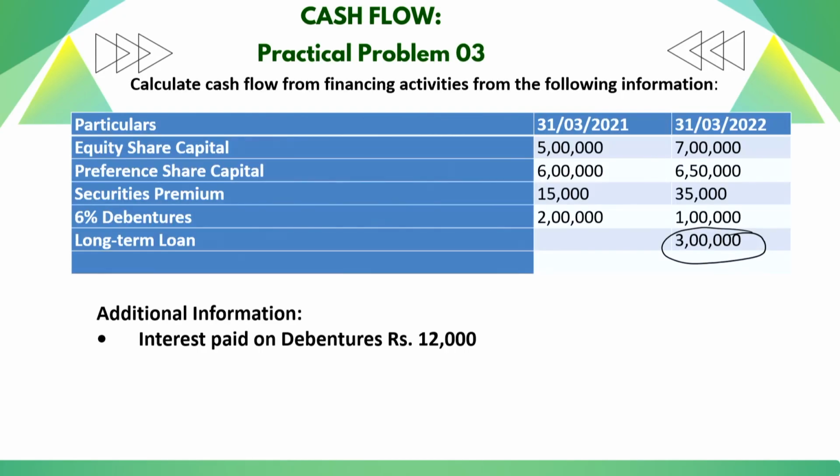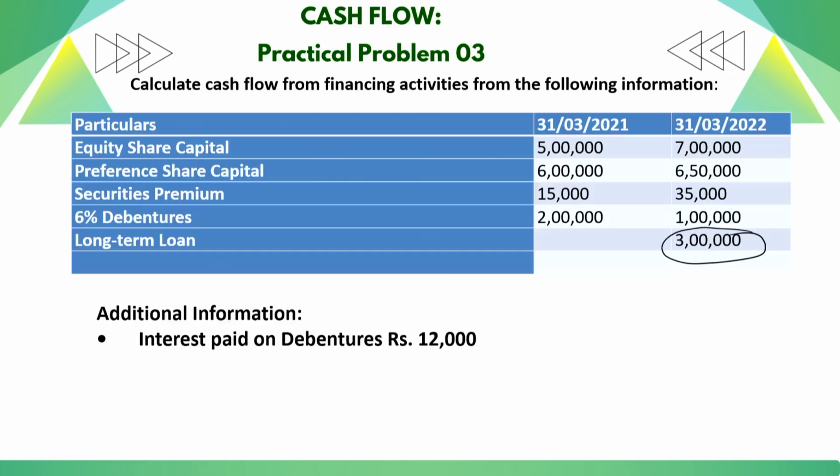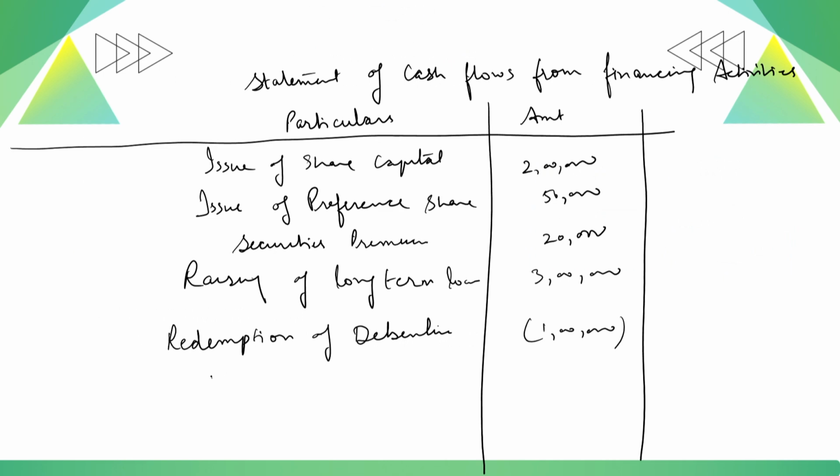Moving further, we have debentures of 6%, 2 lakh in 2021 and 1 lakh in 2022, means there is a redemption of debentures. So we will put the next point, redemption of debentures, that is 1 lakh rupees, and as additional information we have been given interest paid on debentures, 12,000, interest on debentures, that is 12,000.